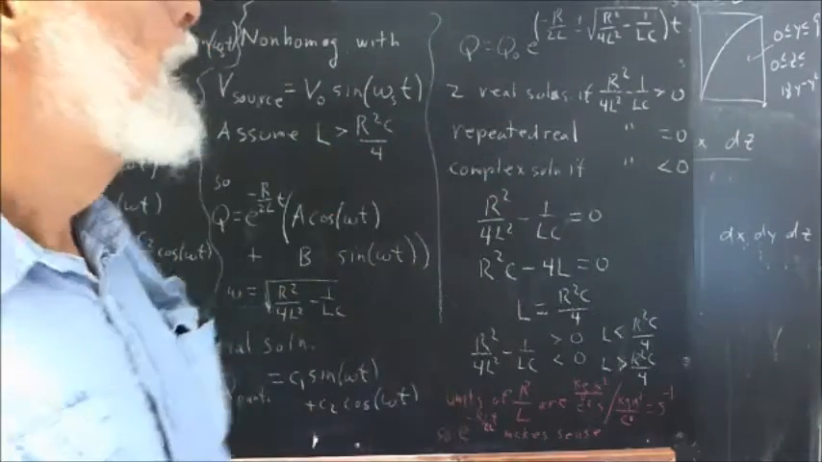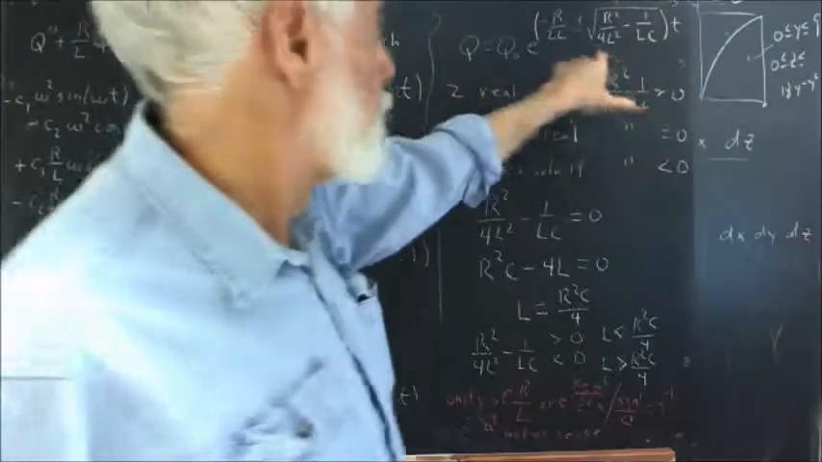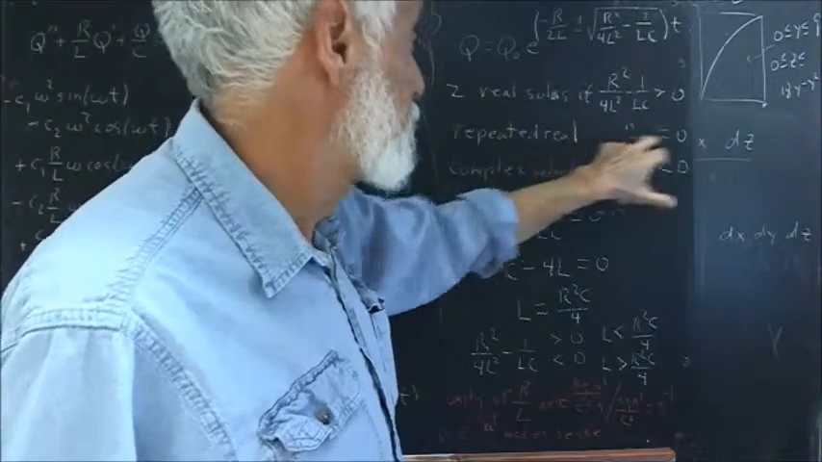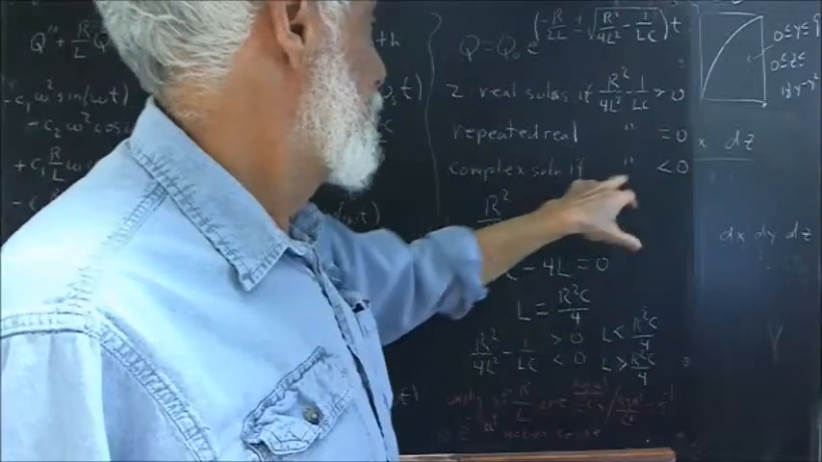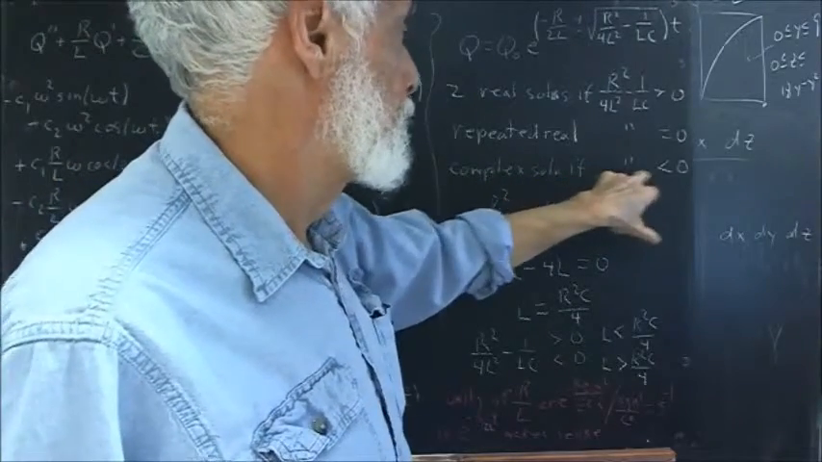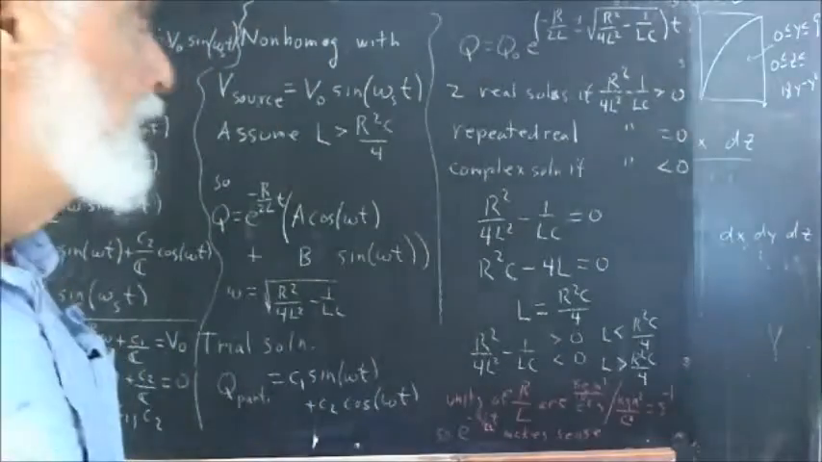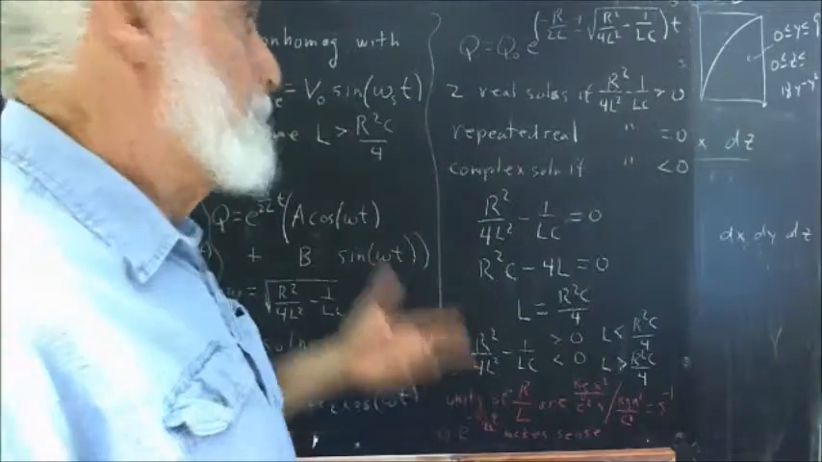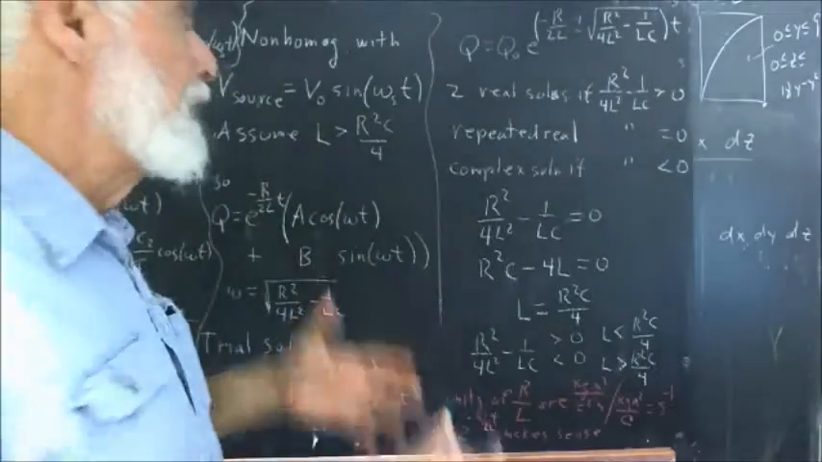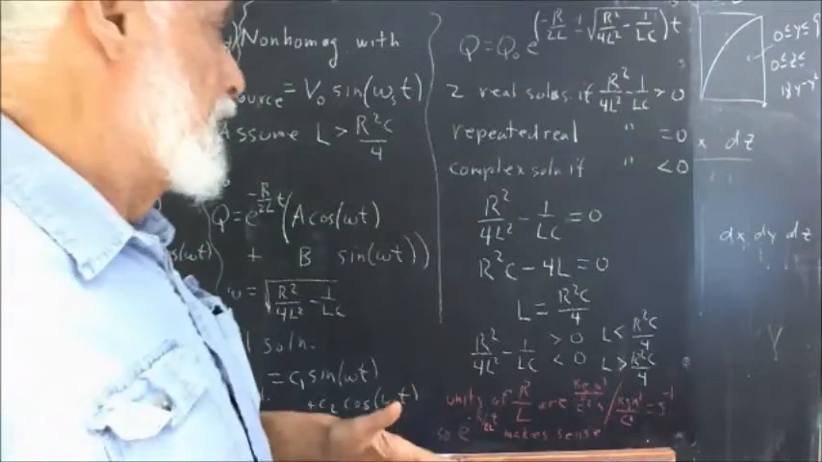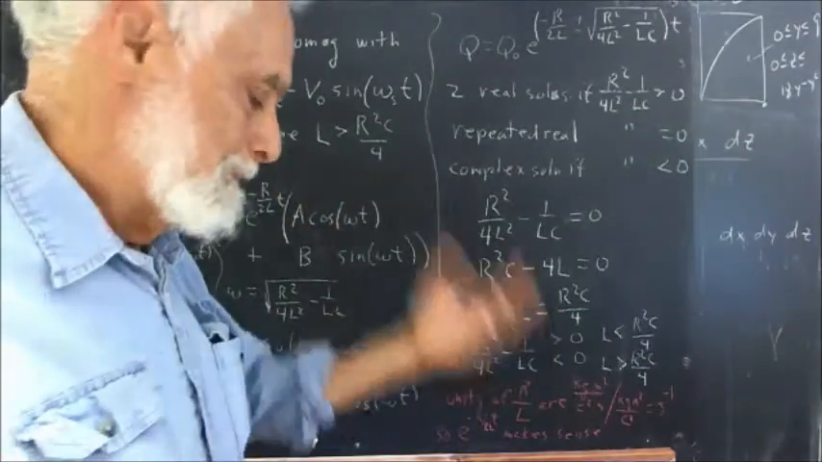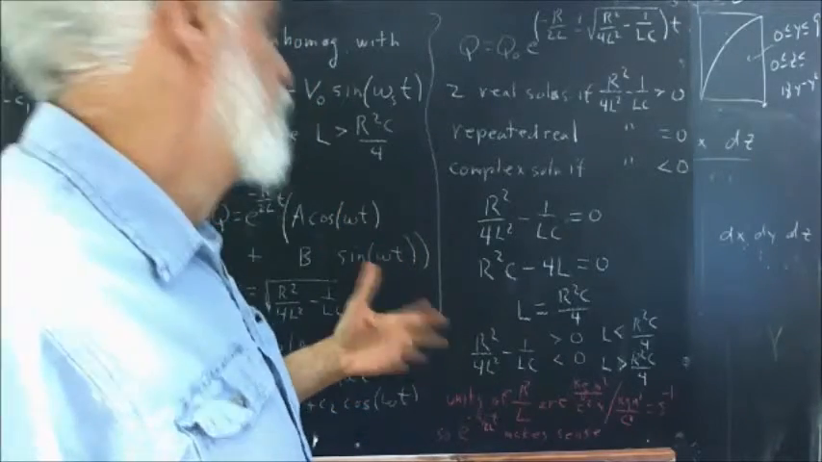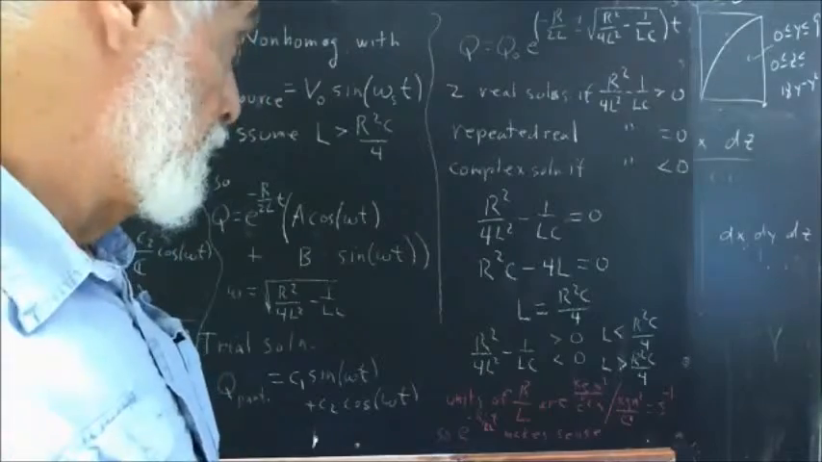Okay, so anyhow, you get two real solutions if this discriminant is positive, repeated real solutions if this discriminant is 0, and complex solutions if the discriminant is less than 0. And these solutions mimic right down the line the solutions that we got for the mechanical system, the harmonic oscillator with a drag coefficient.